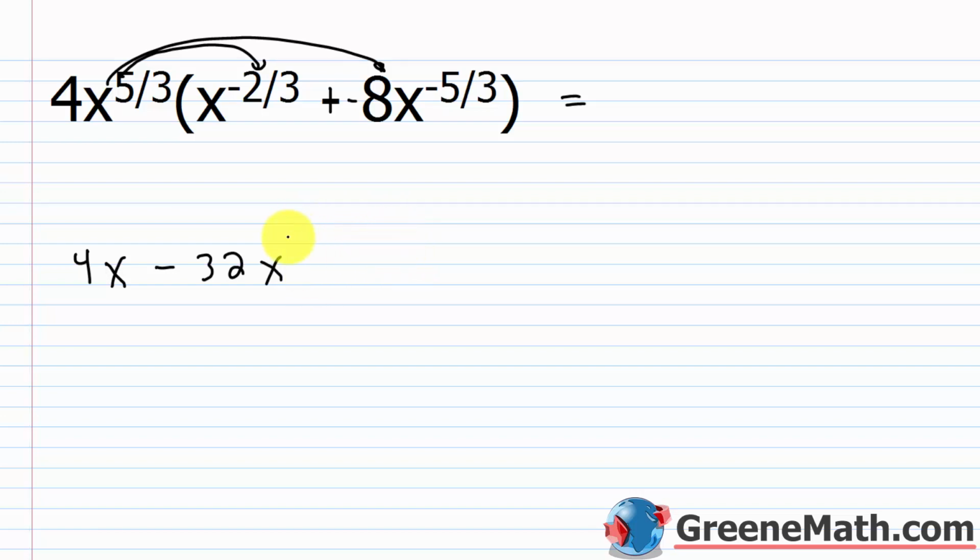So what is x to the power of 0? It's 1. So I can just say this is 4x minus 32 as my answer. Some of you will like to factor that and say this is 4 times the quantity x minus 8. That's fine as well. So either of these answers would be fine.